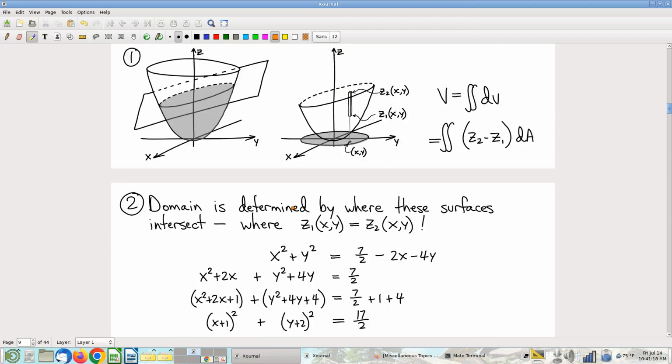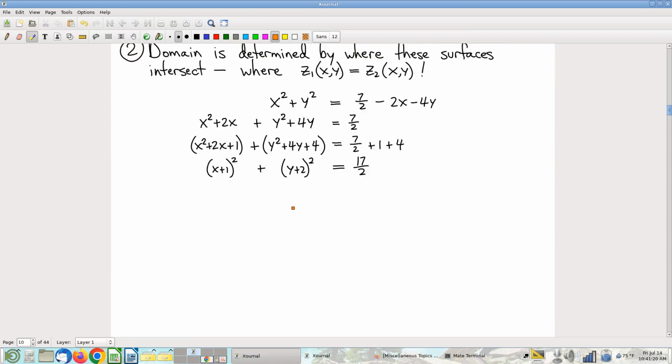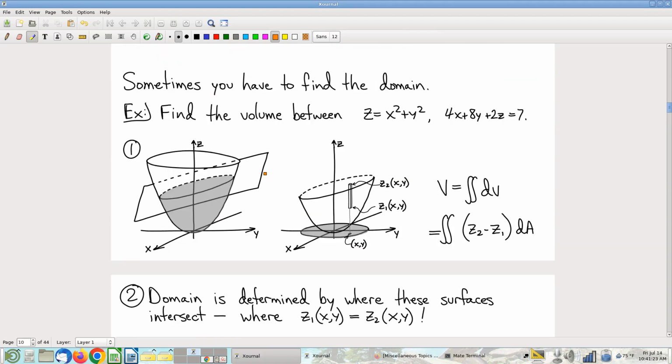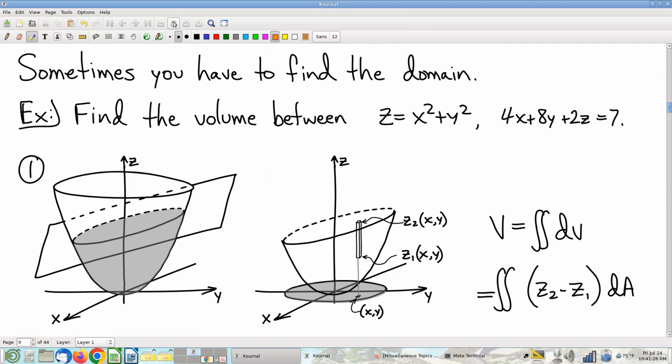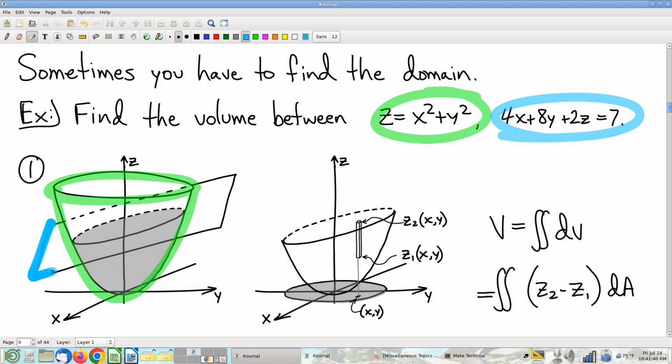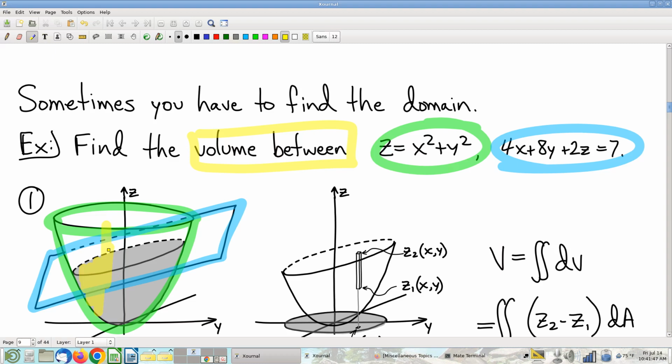Okay, another example, and I think we can get this done. Sometimes the domain is actually not given. This is not that big a deal, but I just wanted you to see one of these walked through. So here we have a paraboloid, and here we have a plane. The question that I have is to find the volume in between those. This gray region here that I'm highlighting in yellow.